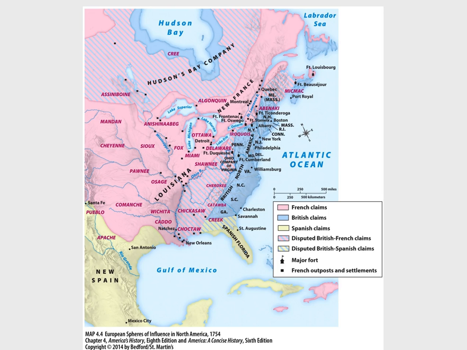Here are your French claims, and you can see it's quite a bit of land. All of Louisiana. Remember, that's who we get the Louisiana Purchase from. You have your British claims, which are going to be where the colonies are. The Spanish claims, which is largely going to be in the south and nearer to Mexico. And then you can see the striped parts. Those are your disputed claims, the areas that both countries are trying to say that they get.